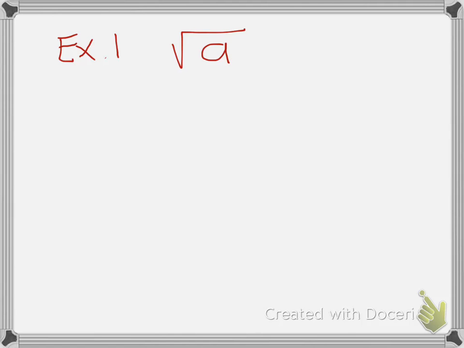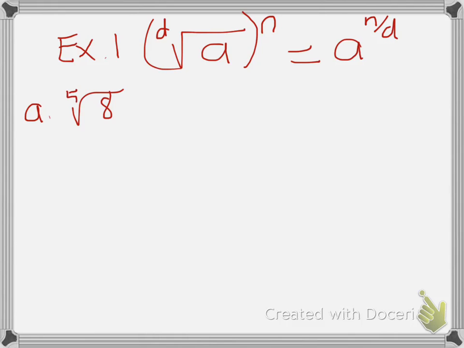The square root of A, we're going to have a number here we're going to call D, and a number outside of the parentheses that we're going to call N. When you have a square root, you will have to rewrite it as A to the power of N divided by D. Now, this goes with example 1. This is a formula that we need to have. So when we do A, which has the square root of 8 and a 5 here, how would you rewrite that for it to look like this?